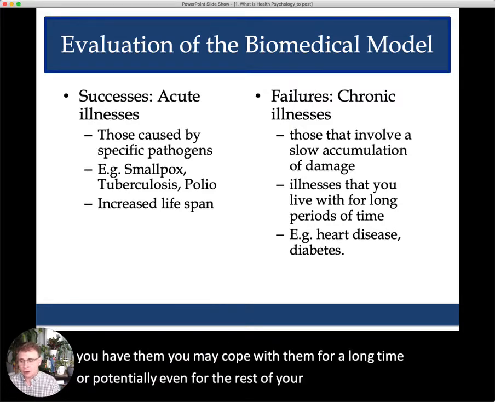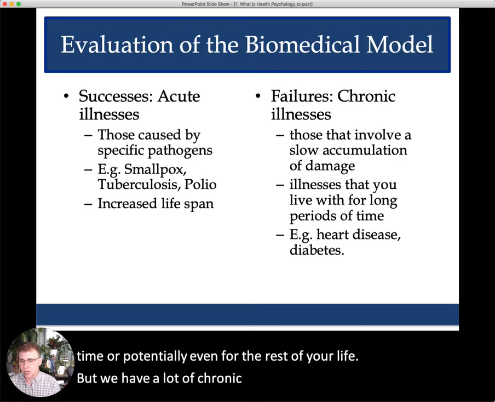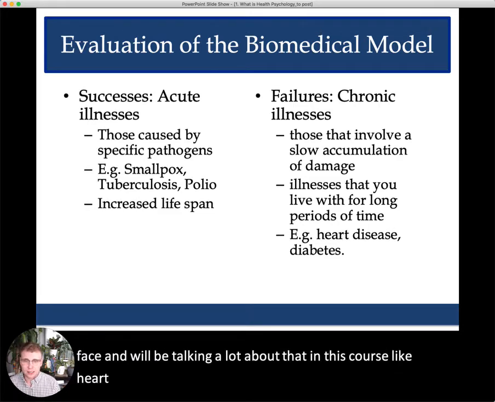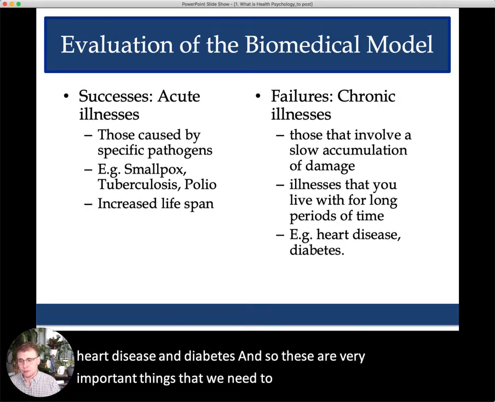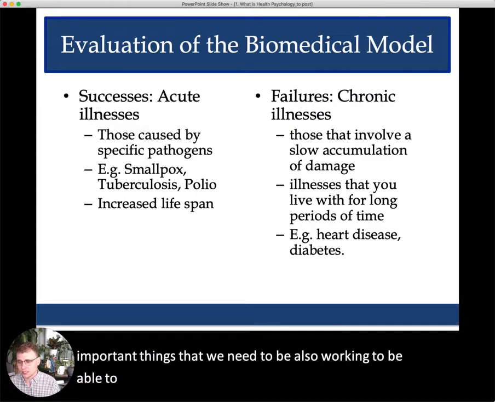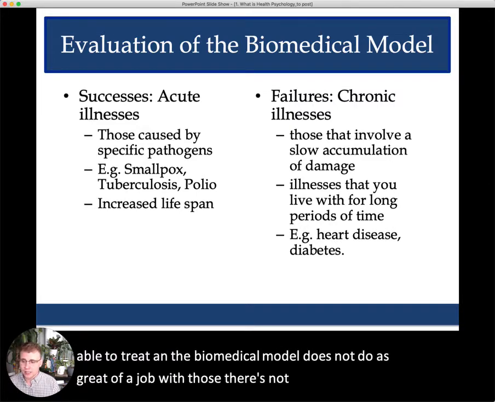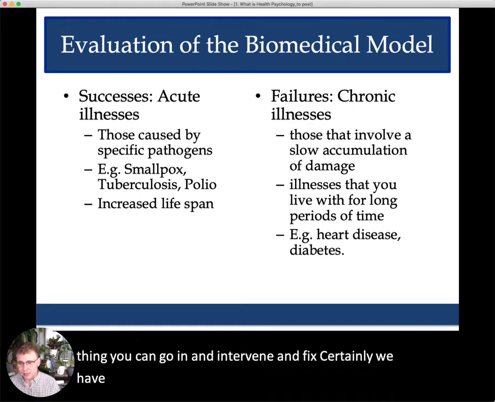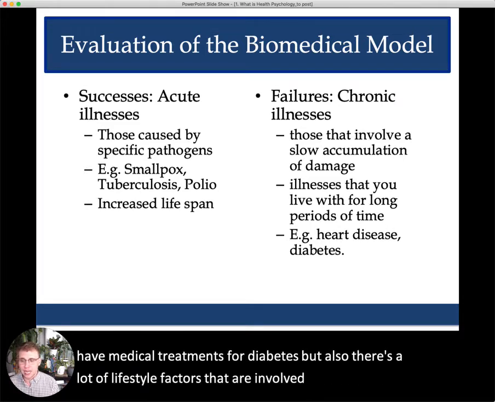We have a lot of chronic illnesses now that people face, and we'll be talking a lot about that in this course, like heart disease and diabetes. And so these are very important things that we need to be working to treat, and the biomedical model does not do as great of a job with those. There's not necessarily one thing you can go in and intervene and fix. Certainly we have medical treatments for diabetes, but also there's a lot of lifestyle factors that are involved in that, particularly in type 2 diabetes.